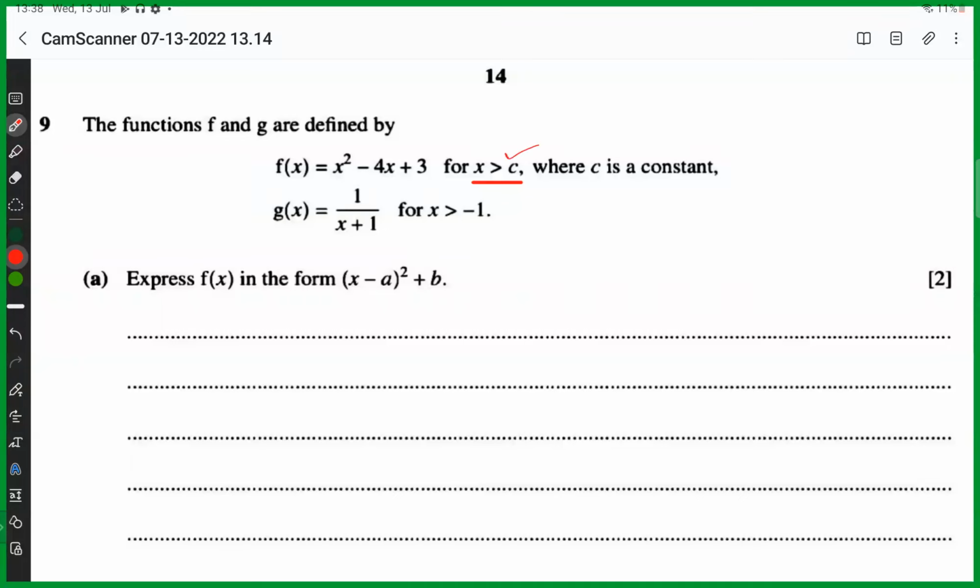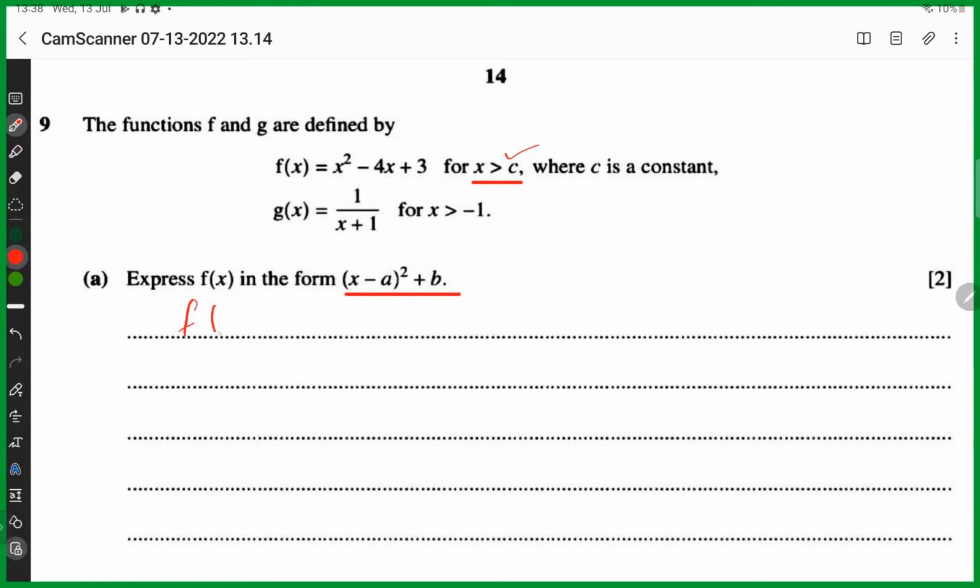Express f of x in the form x minus a whole squared plus b. Now we have been doing a lot of questions, and by now we should know whenever you see something of this type, only the completing square method should come to your mind. So what exactly is the completing square method? It's very easy. We need to make sure that the coefficient of x squared is 1. For now, it's 1. So we won't be taking anything common. We can directly write it down.